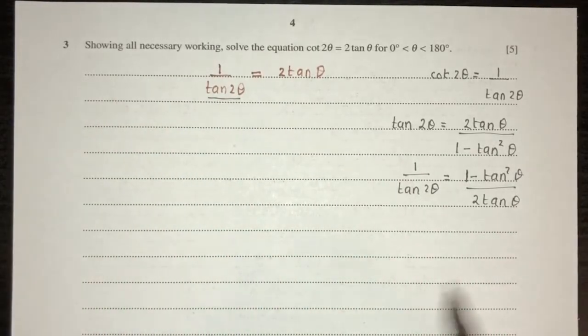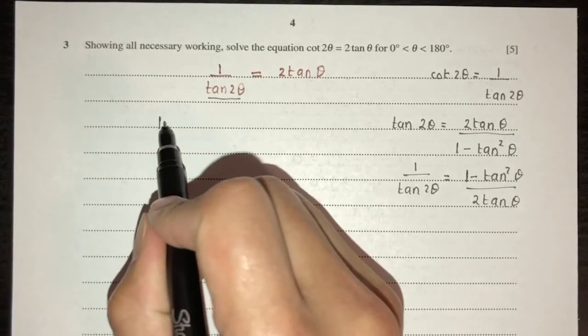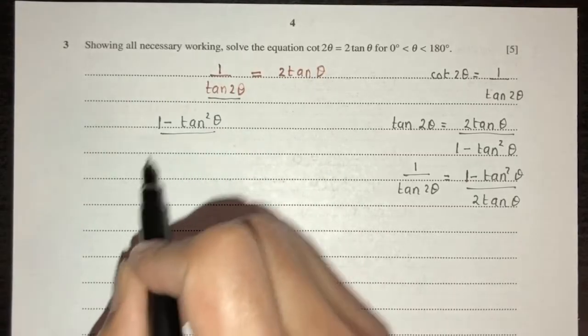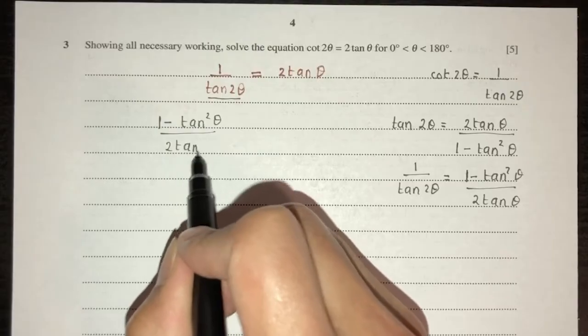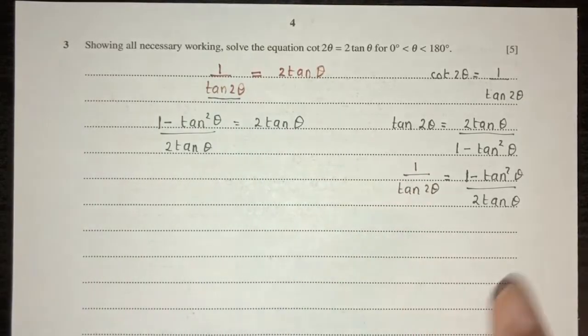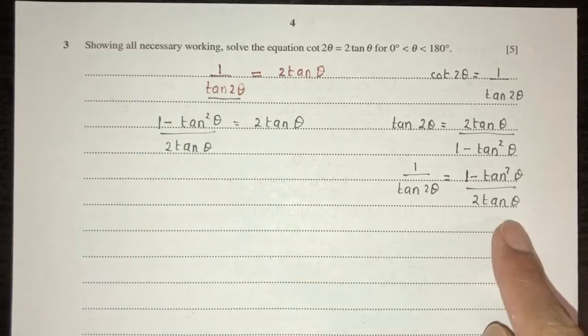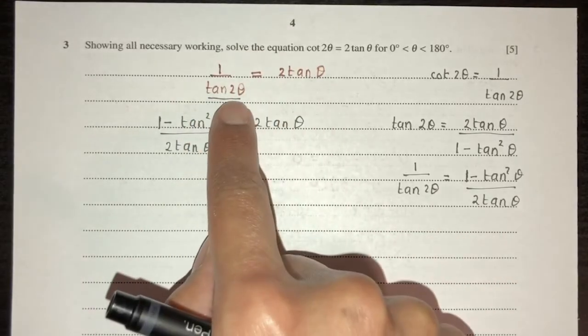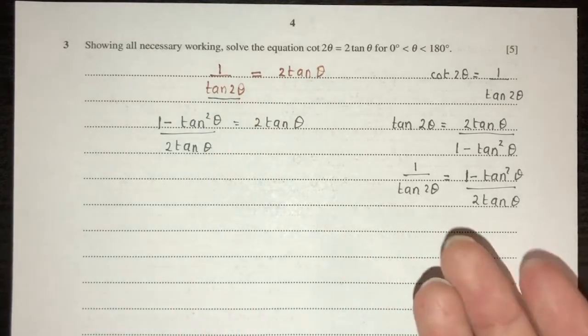That is your main equation. Yes, so you will have (1 minus tan square theta) over 2 tan theta equal to 2 tan theta. The reason why we need to change that to this is that since the angles are different, we cannot work with them. We have to make them the same angle, and then we can simplify further.